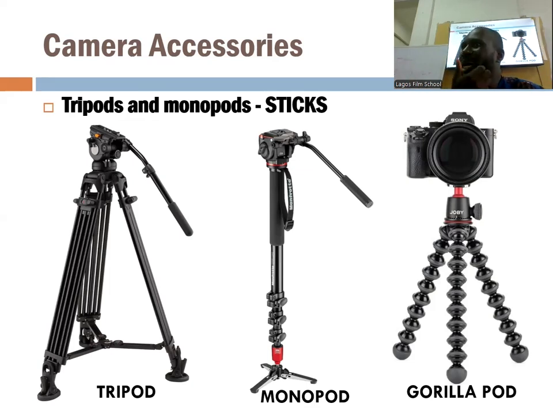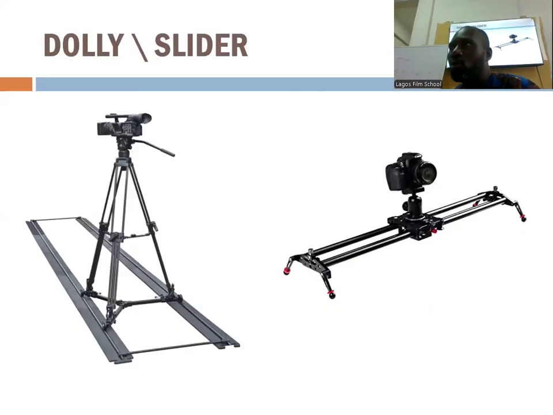Okay, next is a monopod. Has only one leg. This is for mobility. It's not as stable as the tripod. It's more stable than your hand, but it gives you the power to just carry and move on to the next place. Tripod, you'd have to gather all the legs and collapse it. Then you have the dolly for movement shots, dolly and track. Same with the slider. Slider is a tabletop version of the dolly.